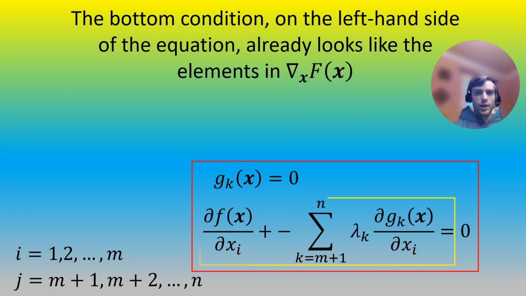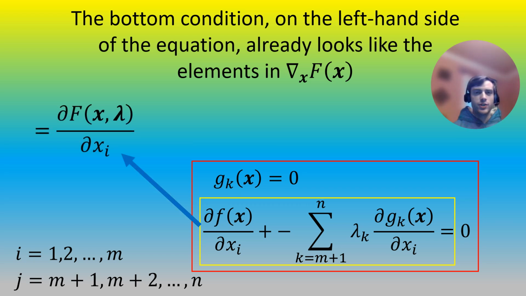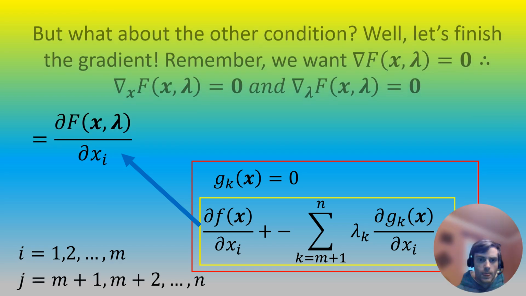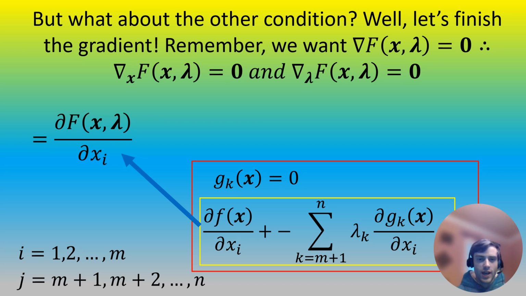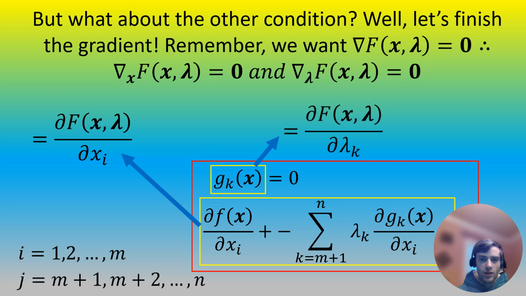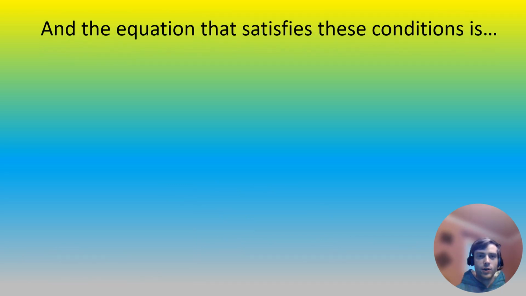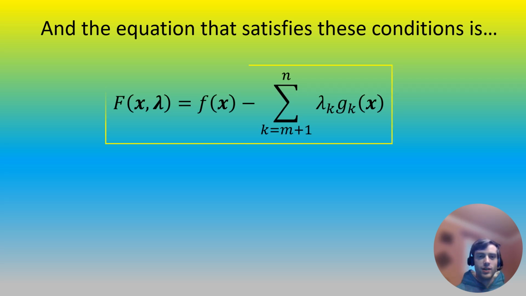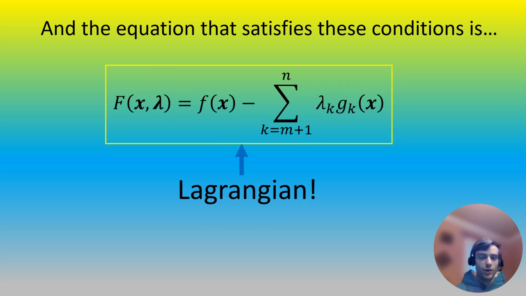The bottom condition on the left-hand side of the equation already looks like the elements in the gradient across x of capital F of x. But what about that other condition, g sub k of x equal to 0? Well, let's finish the gradient. So far we've taken the gradients across the x's. Now let's take the gradient across the lambdas. That has to be equal to 0. So we say that the gradient across the lambdas of capital F is equal to g sub k of x. And there you have it. The equation that satisfies these conditions is the Lagrangian.